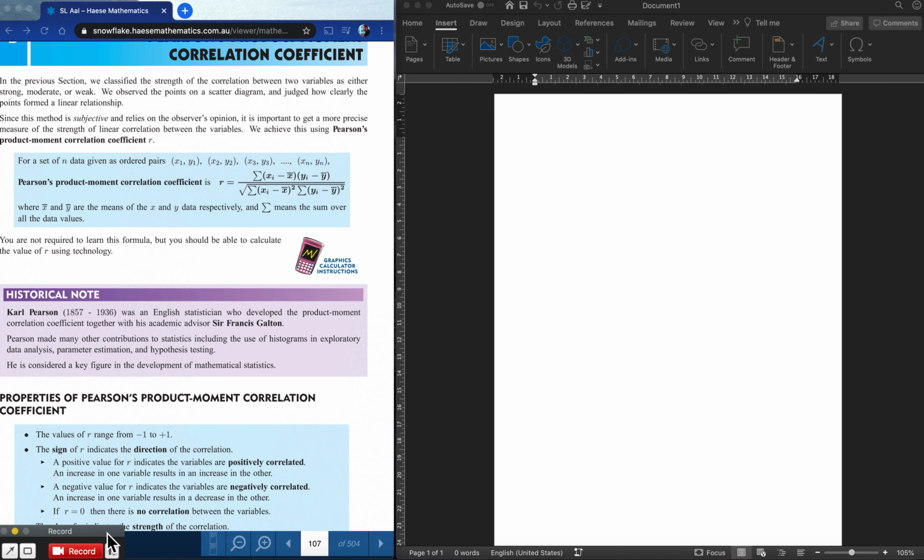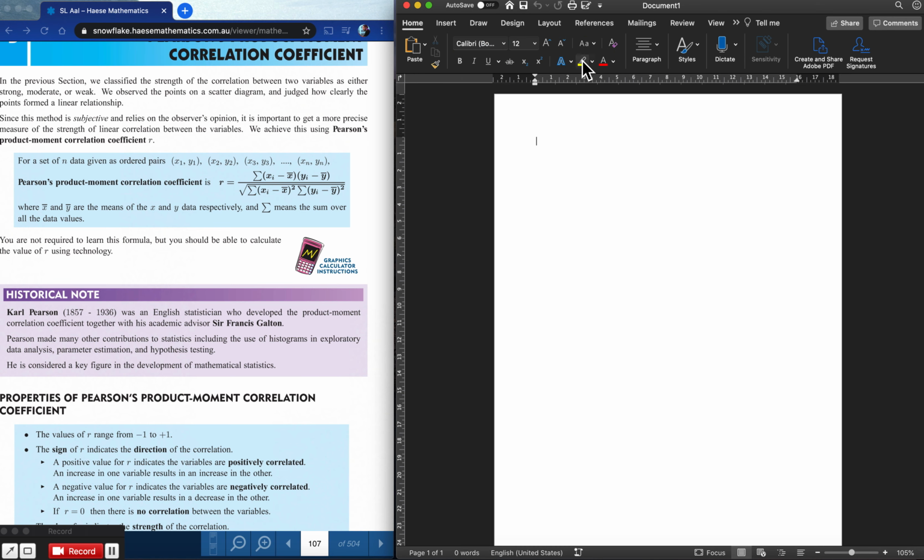Alright, this is a video about how to use Microsoft Word's text editor, Mac text editor. So I'm on page 107 of the book, and I'm going to type this formula, which is a formula that there is a chance that you might need to use. So I'm in Word, going to press Insert.